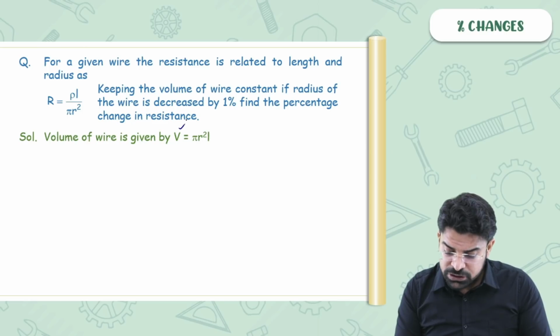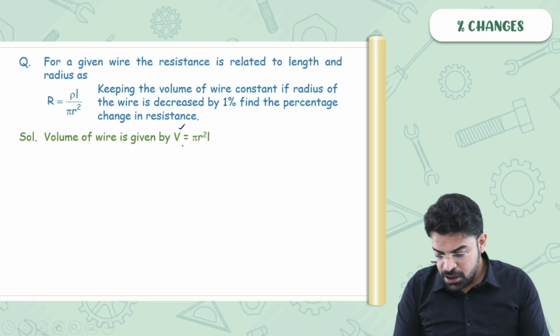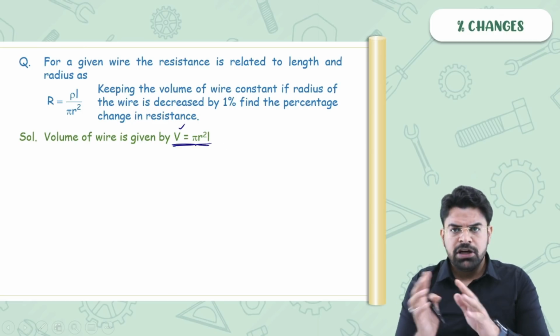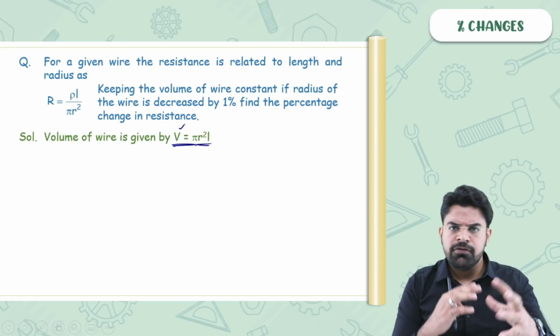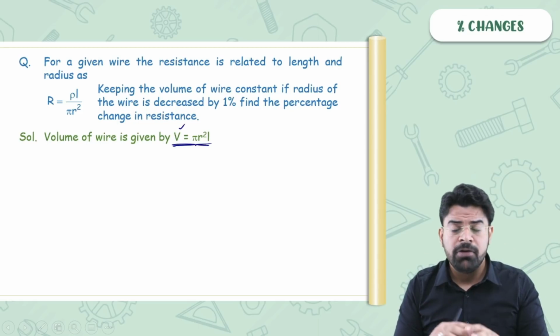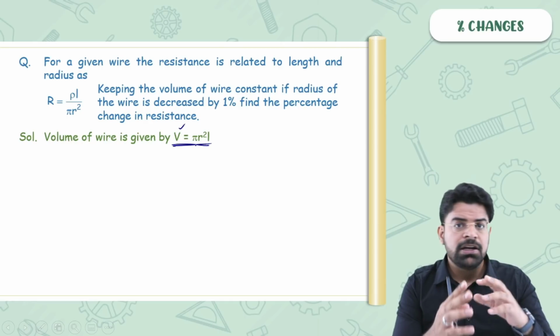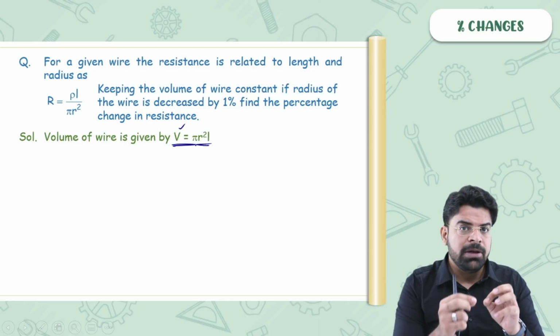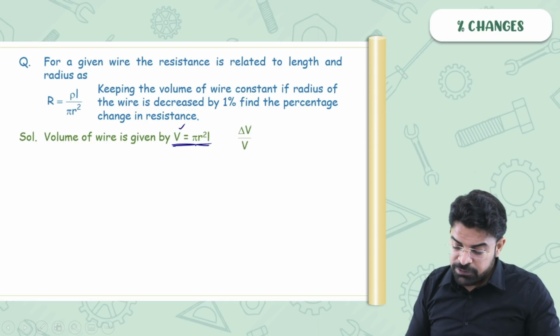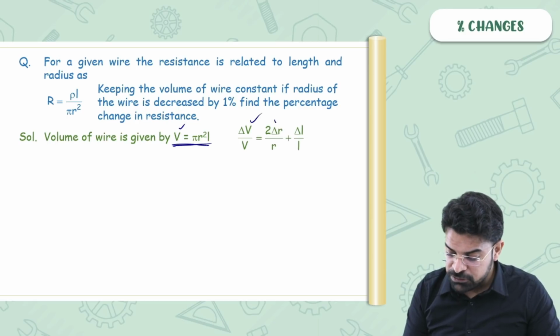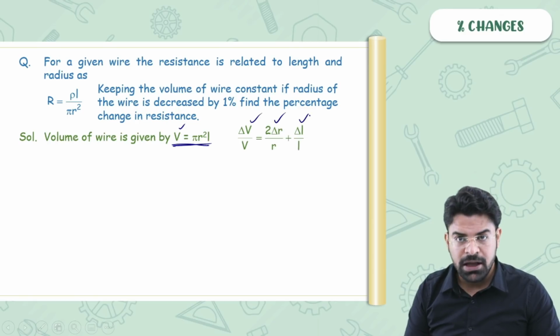Now here in the question they have said that the volume is constant. Using the same expression which we learned, that if z equals k a raised to the power alpha b raised to the power beta upon c raised to the power gamma, we can write delta z by z equals alpha delta a by a plus beta delta b by b minus gamma delta c by c. We get that delta v by v equals 2 delta r by r plus delta l by l.